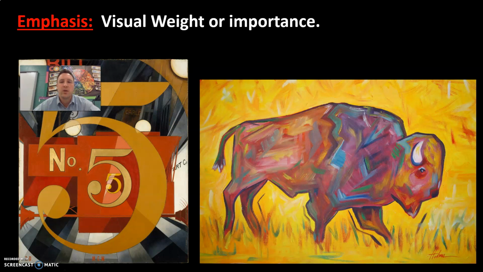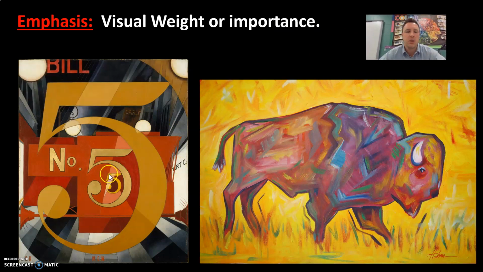Emphasis is visual weight or importance. Both of these artworks down here help to show that emphasis. So here you can have emphasis through repetition. So you have the 5 repeating over and over again. You can have it through placement, size. It's very large in the center. You don't want something small in the bottom left-hand corner. There wouldn't be any emphasis to that.